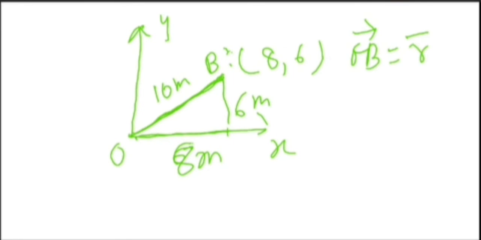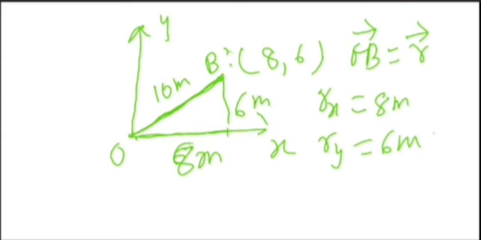That means straight distance. OB is the position vector, that will be equal to r vector, and there will be two components of position vector, rx and ry. Rx will be 8 meter and ry will be equal to 6 meter.